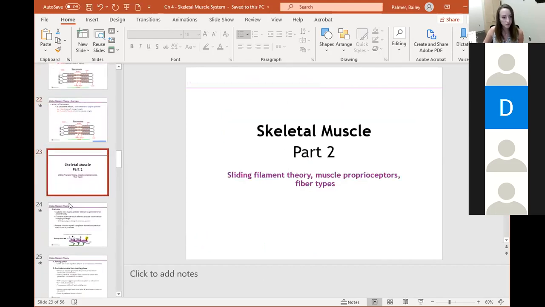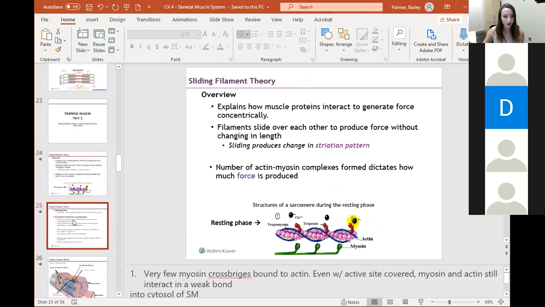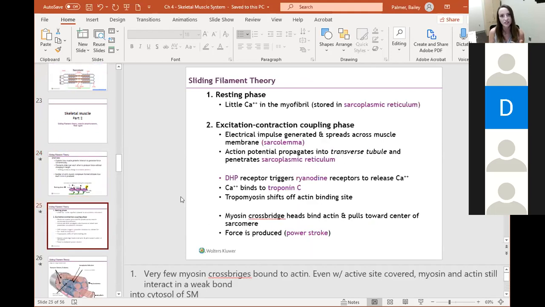So kind of moving on to part 2. This is steps in the sliding filament theory. This was also asked on your assignment. You had to explain the excitation-contraction coupling phase. The importance of doing that on your assignment was so you have all the information, or you're very familiar with those steps. So when you see a question over this topic on the exam, you can identify which step is incorrect, which step may be out of order, or which step is just completely wrong. So that's the importance of answering that question on the assignment.